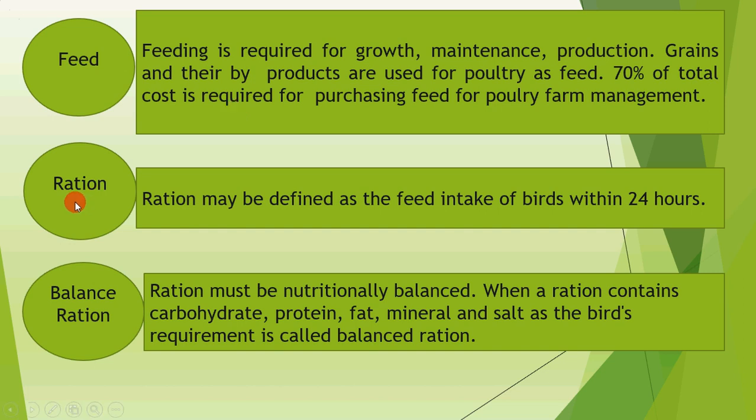Then what is ration? Ration means the food a poultry bird gets in about 24 hours. That means the food the poultry birds take within 24 hours is called ration. And the next point is, what is balanced ration? Balanced ration means the ration which has all types of nutrients present. For example, carbohydrate, protein, fat, mineral, etc.